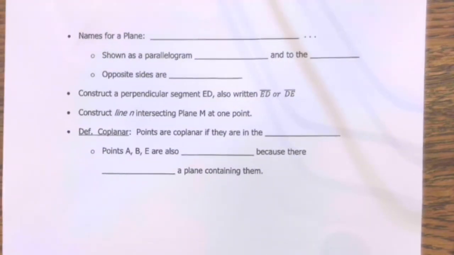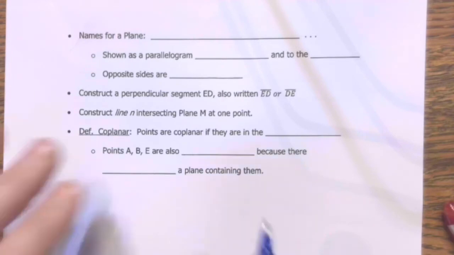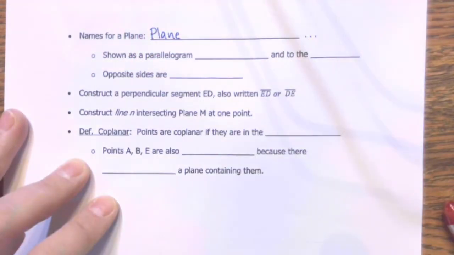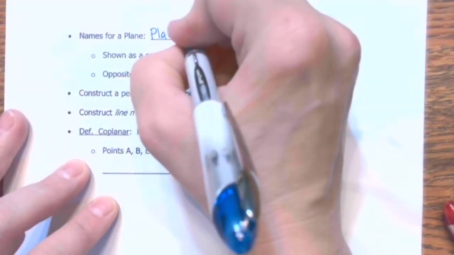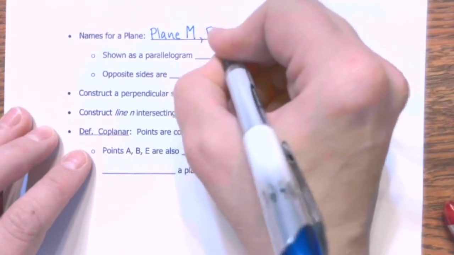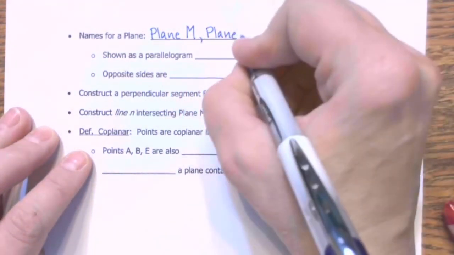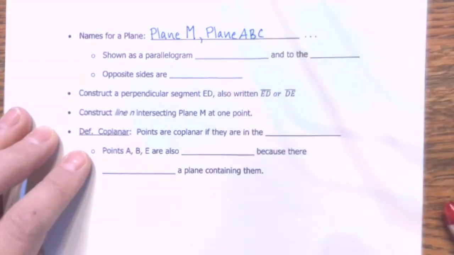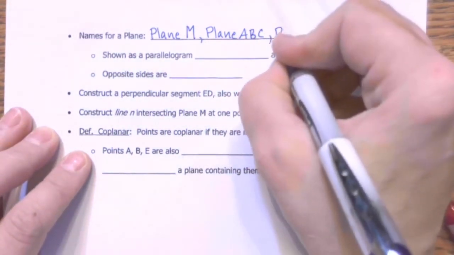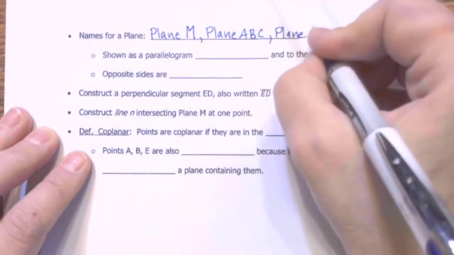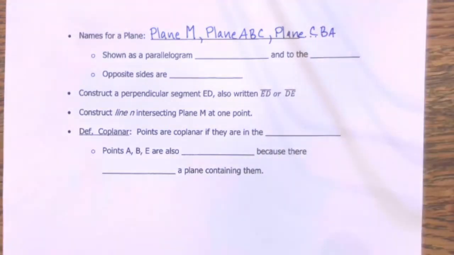Names for a plane. Okay, how can you name a plane? You can name a plane with the word plane, and planes are named with capital letters. So plane M, capital M, is one way you can name it. You can also name it with the word plane and pick 3 points on the plane in any order, like plane ABC or plane CBA. There's lots of ways to label the plane.